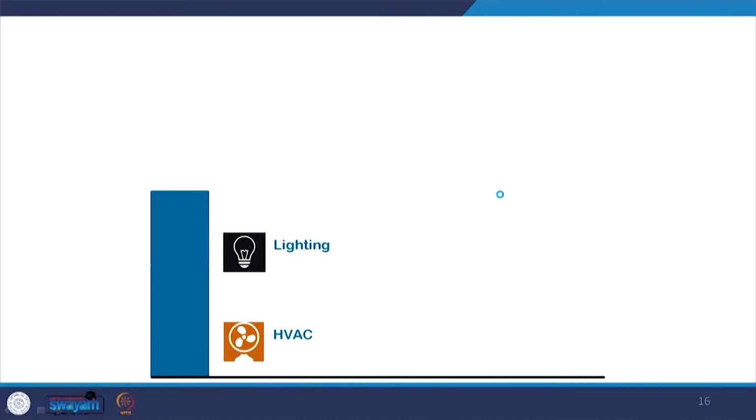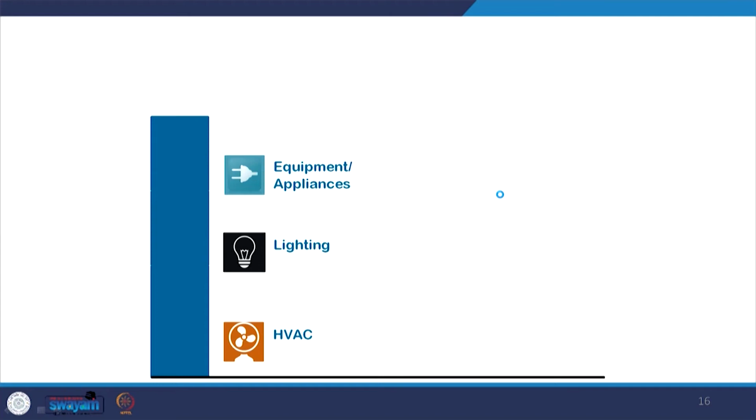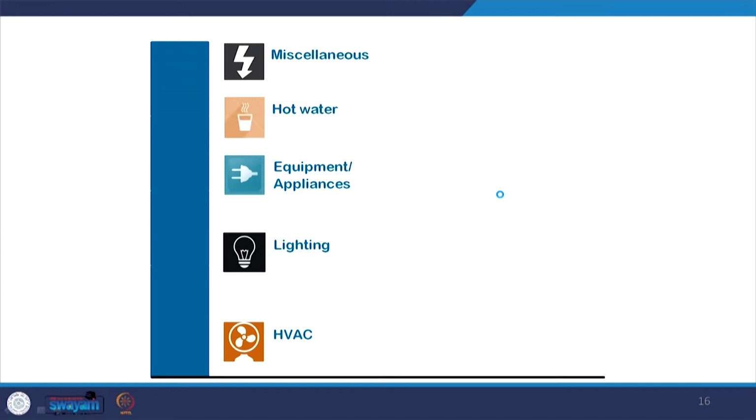So, when we are talking about this net zero building and the approach for it, we will first have to look at the different energy consuming components in a building. So, we have HVAC, we have lighting load, we have equipments and appliances, we have hot water requirement, and we have miscellaneous energy consumption. So, this is what comprises the total energy consumption in a building.